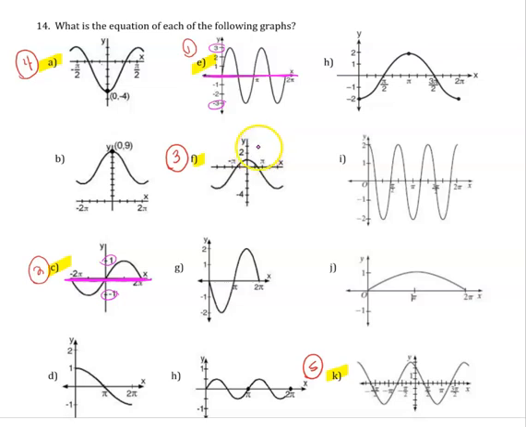Now you'll notice here in number 3, this one has a maximum of 1. And I believe the minimum, yep, is -3. So add those together, that would be -2. Divide by 2 is -1. So here's your midline. Okay, same idea. This looks like it has a maximum of 2 and a minimum of -4. So that's -2 divided by 2, which is -1 again.